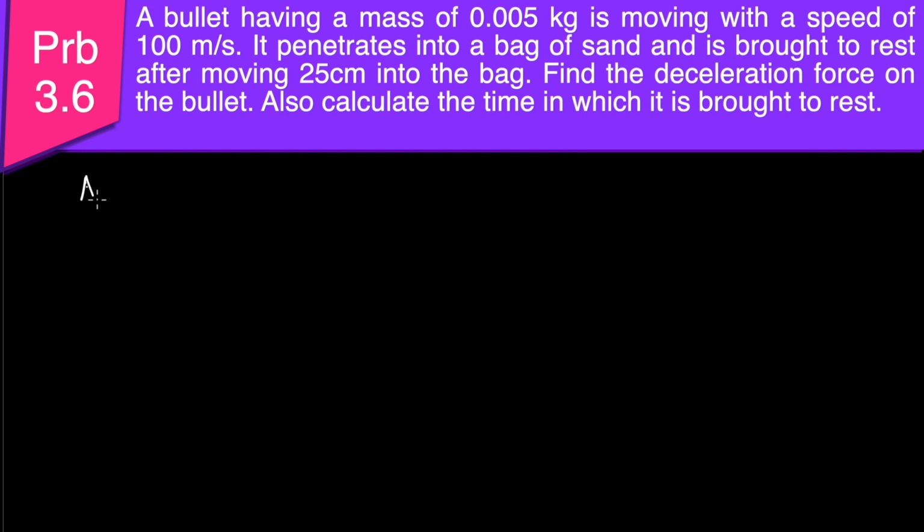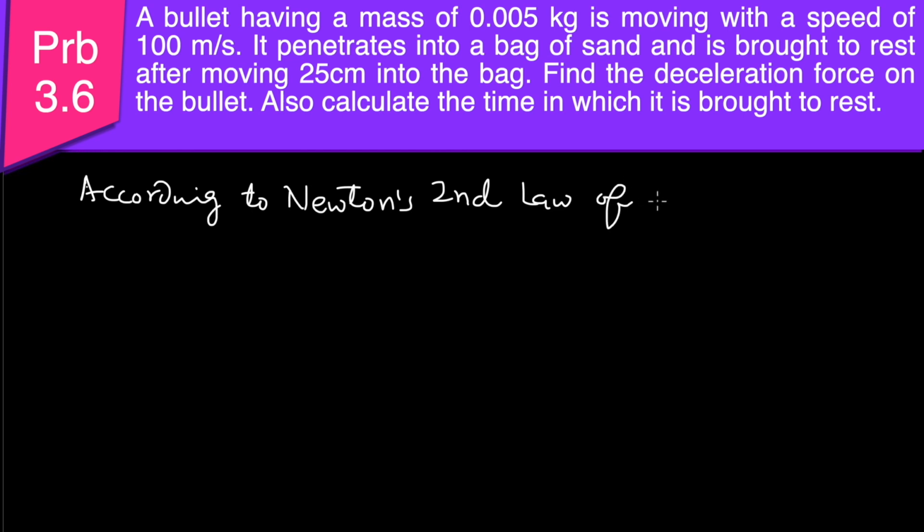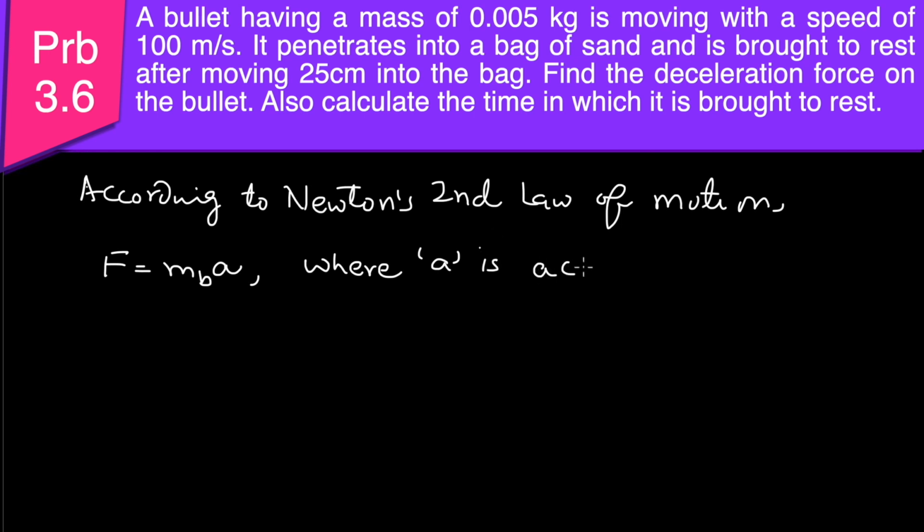We will apply Newton's second law. So according to Newton's second law of motion, the force on the bullet is given by F equal to mb a, where mb is the mass of the bullet and a is the acceleration, which should be negative because this is a negative acceleration on the bullet. So first of all, we will calculate this acceleration from this equation.